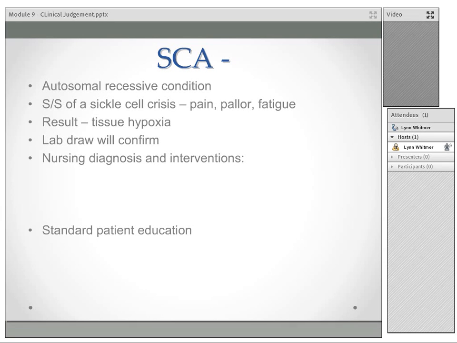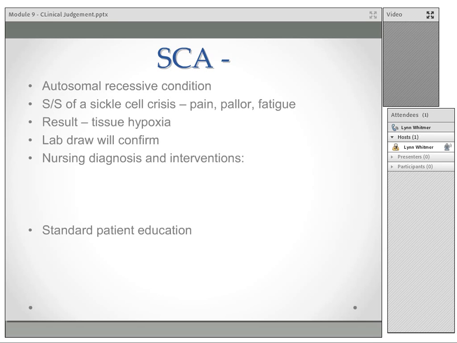The sign and symptom of a crisis most often is the pain. They have pallor and fatigue, again because it is an anemia, but there's pain associated because of the sickling of the cells, which causes occlusions of the venous system. Now, this occlusion can be so significant that it interferes with the blood flow through the major organs as well. So we can have organ damage or destruction at any of those sites.